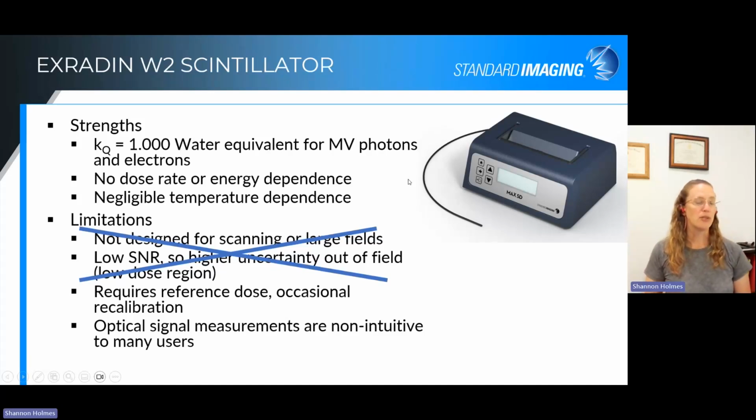So strengths of the W2, then: we've managed to keep all of the strengths of the W1. It's the same fiber, so we have the same KQ, same advantage on dose rate, no energy dependence, same negligible temperature dependence. We've just removed a couple of the limitations of the W1. So you can scan with it now, and we have a better signal to noise ratio so that those shoulders of the field as well as the out of field signal can be captured accurately.